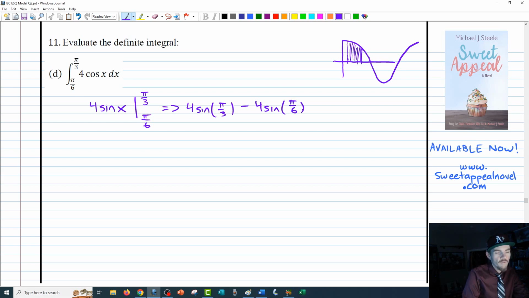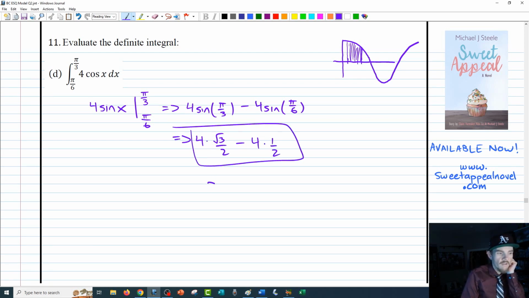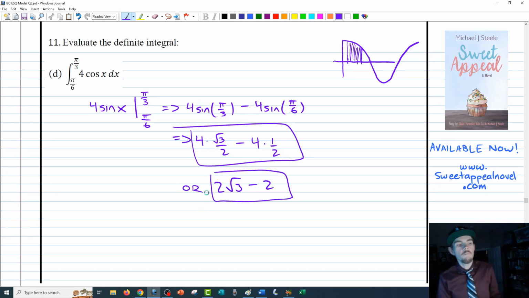Now I know trig isn't every person's favorite thing. That's too bad. Trig is kind of cool actually if you look at it closely. But if you don't remember your trig, that's actually going to hurt you in this case. You do have to evaluate these functions. I expect you to get the value of sine of pi over 3, but for the moment, I'll do it for you. Sine of pi over 3 is root 3 over 2. And the sine of pi over 6 is 1/2. This does simplify to 2 root 3 minus 2. There are, of course, other ways that you could clean this up. We'll go with this one.